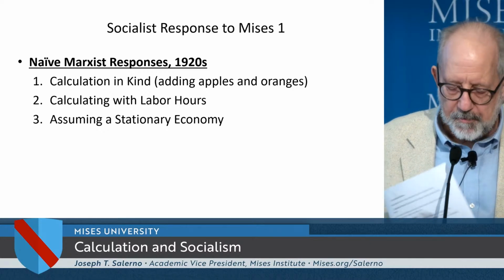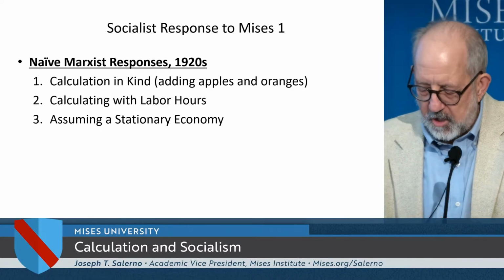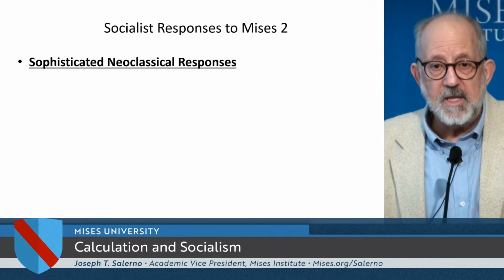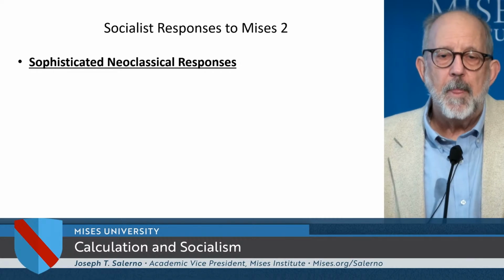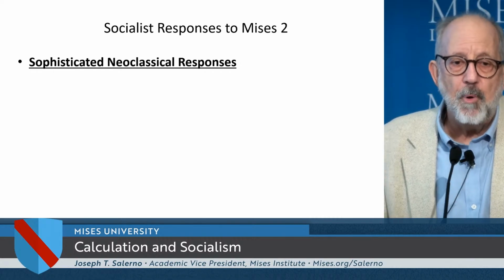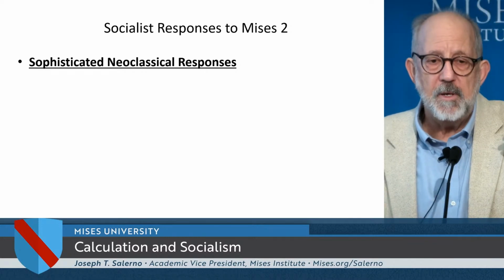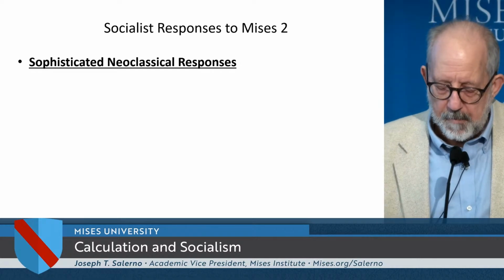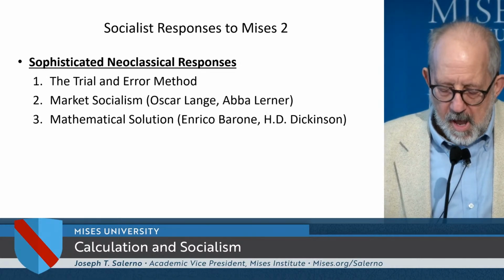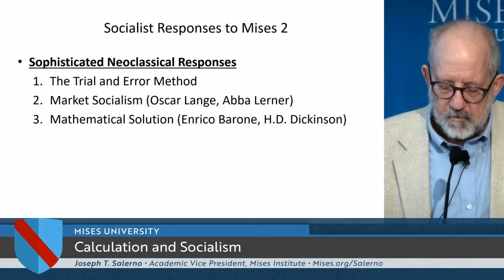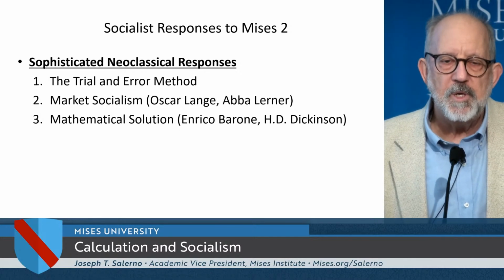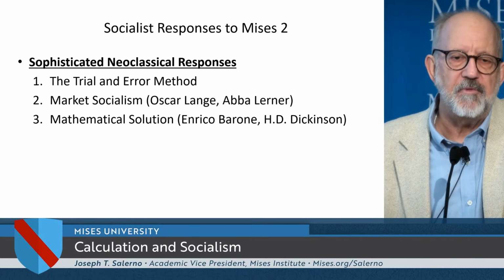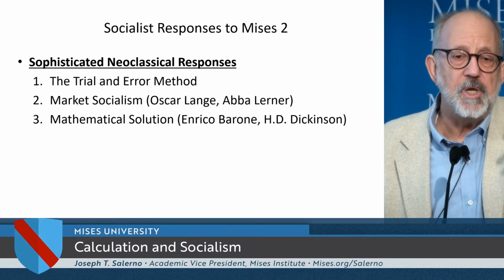All right, what about the more advanced solutions? I can just touch on these because I hardly have any time. There were sophisticated, well-trained neoclassical economists who came up with responses in the 1930s when the Mises critique was brought to Great Britain and the United States by Hayek and others. And they have a number of solutions, trial and error method, in which you set prices, and if there's a surplus, then you lower the price. If there's a shortage, then you raise the price.